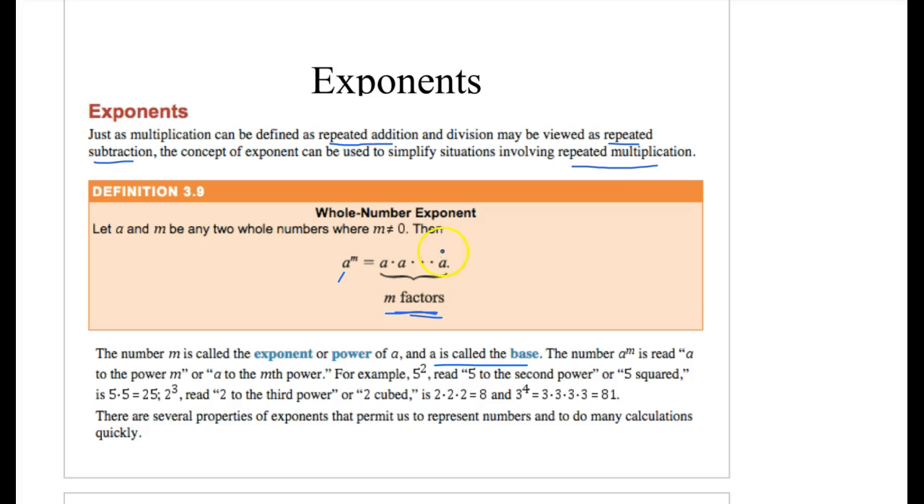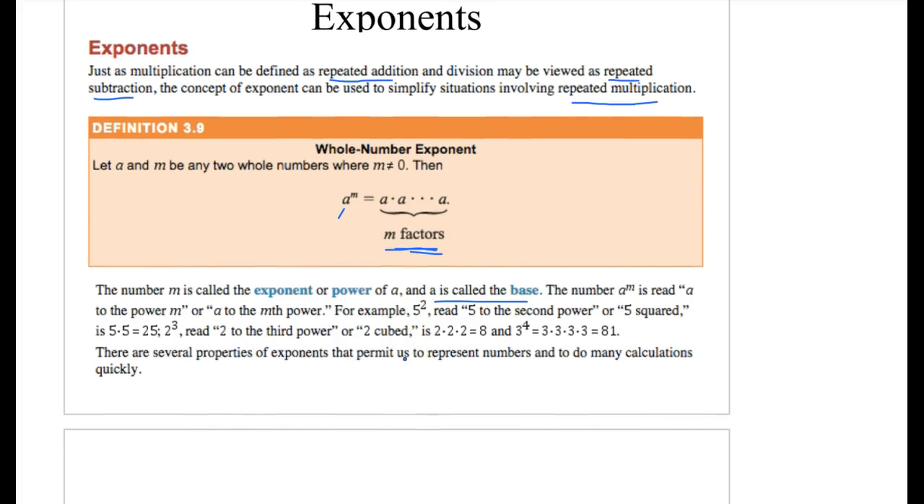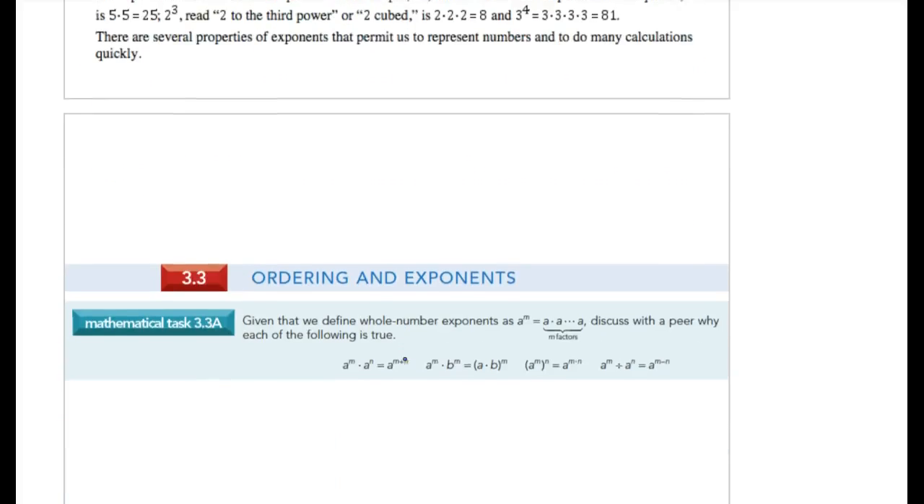Things get a little different when we have negative numbers, which we learn later on. But that's what we're talking about with exponents.